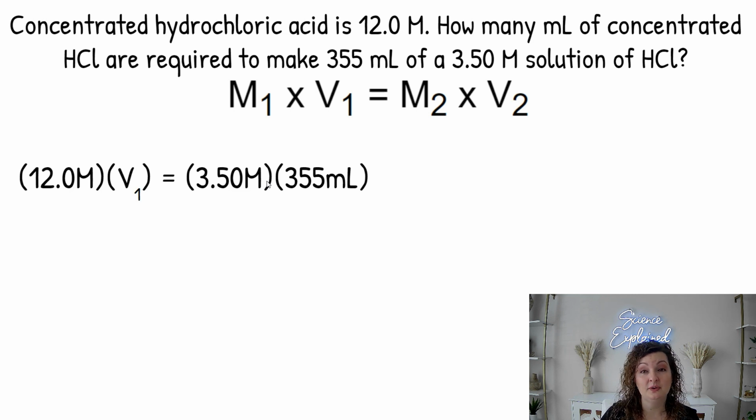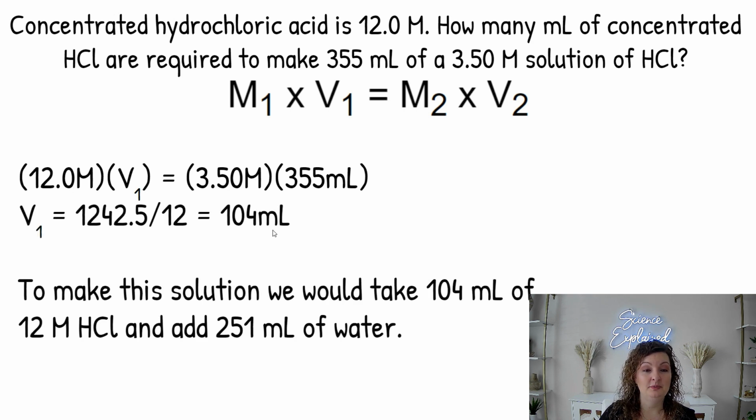We are then searching for how many milliliters, right? So we're searching for our first volume of what we're going to add. So we need to go ahead and multiply and then divide by 12 on both sides, and we will end up getting 104 milliliters. So hopefully you can say a sentence like this at the very end of it. To make the solution, we would take 104 milliliters of a 12 molar HCl and add 251 milliliters of water.